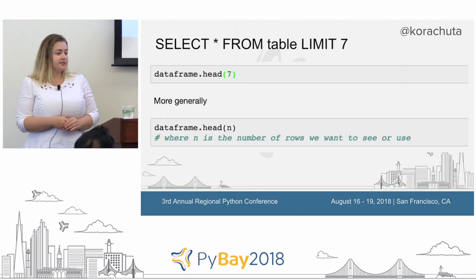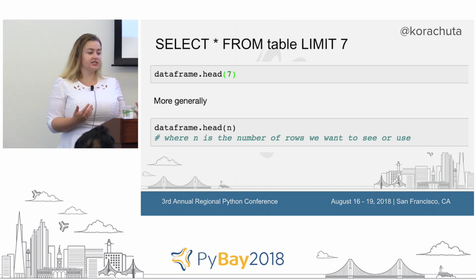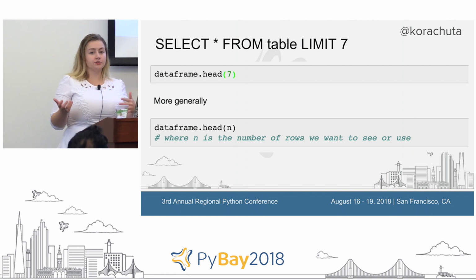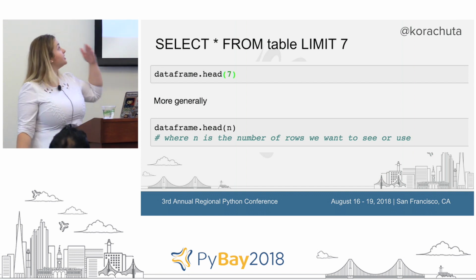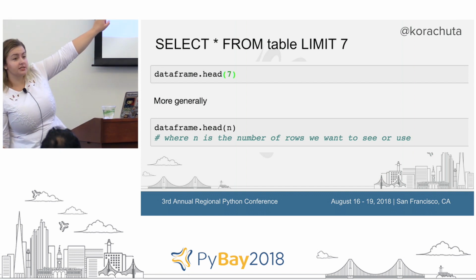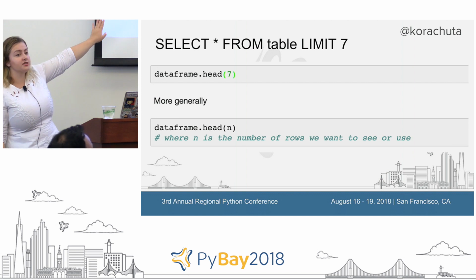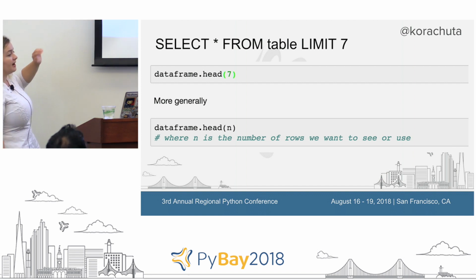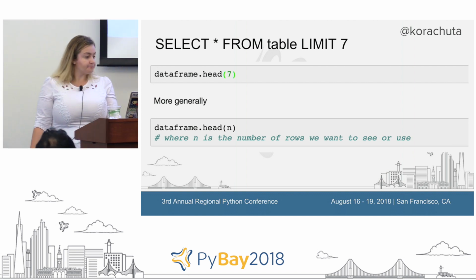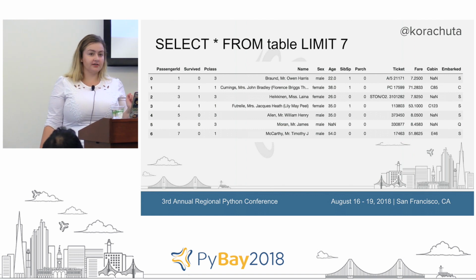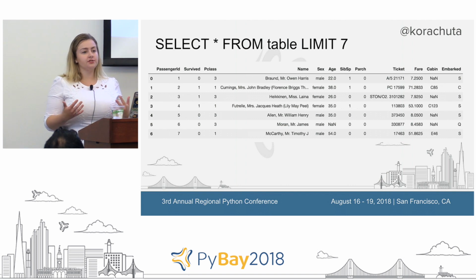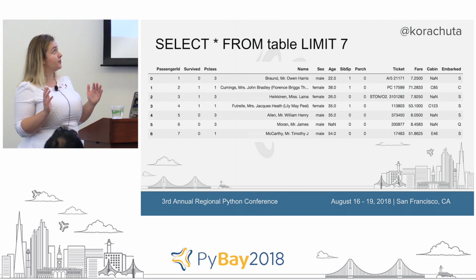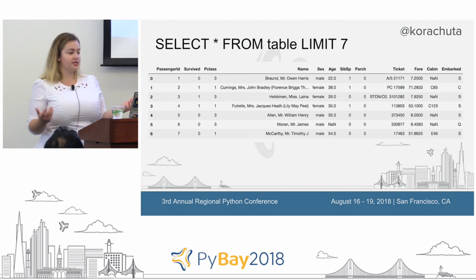So limit means that we just put .head and then the number of rows we want to limit on at the end of the function. So here I picked 7, and then here we can see that I just put a more generic function with n at the end. So here we can see the 7 rows. The default is 5. So if you just do dataframe.head with parentheses, you will just see 5 rows.